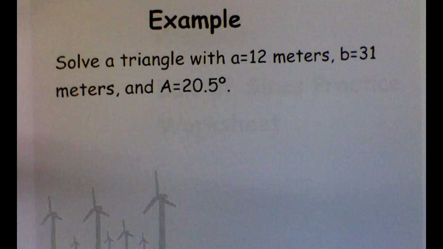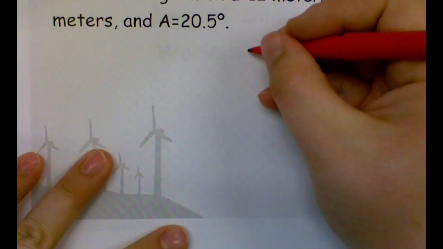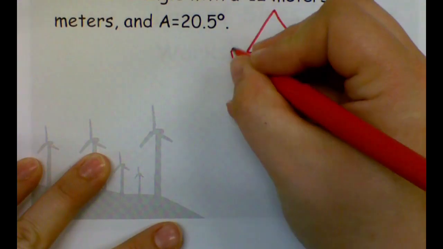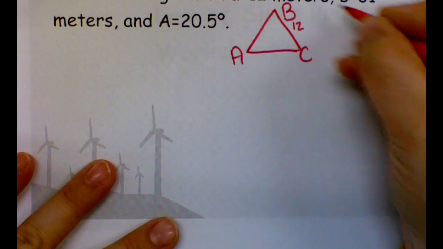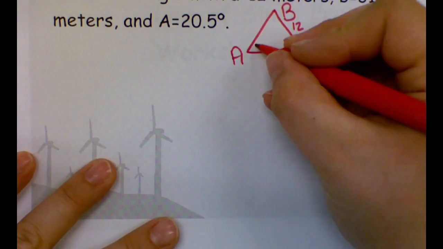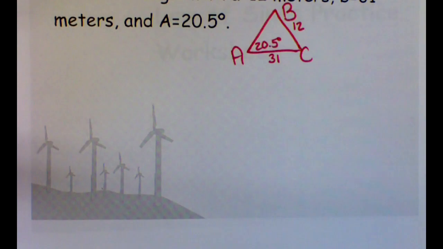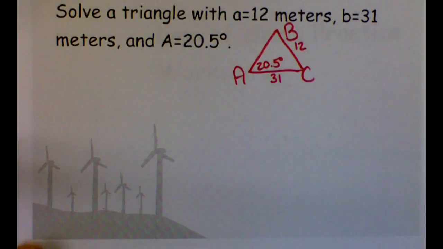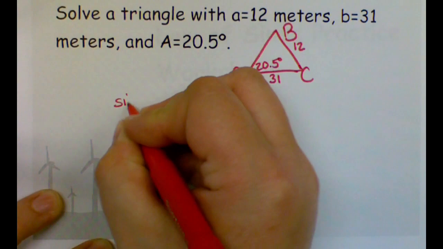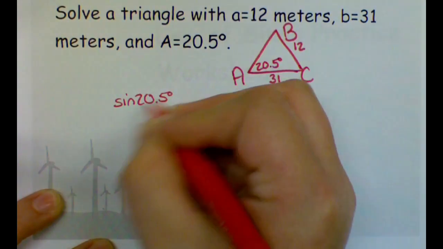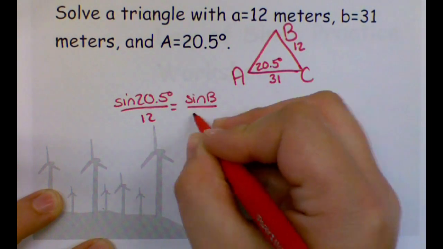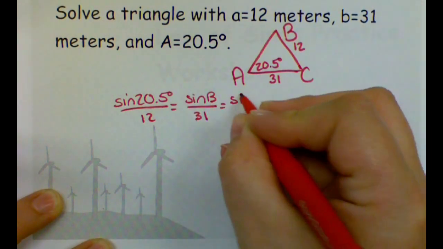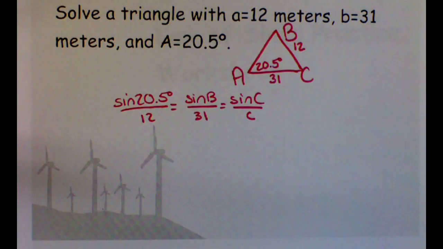All right, now let's try this one. This time, I promise you there's a triangle. So I draw my triangle, which again is going to look the same. Label my angles A, B, and C. Side A is 12, side B is 31. Angle A is 20.5 degrees. All right, can't go straight into any angles, so I set up law of sines. The sine of 20.5 degrees over side A, which is 12, equals the sine of angle B over side B, which is 31, equals the sine of angle C over side C.